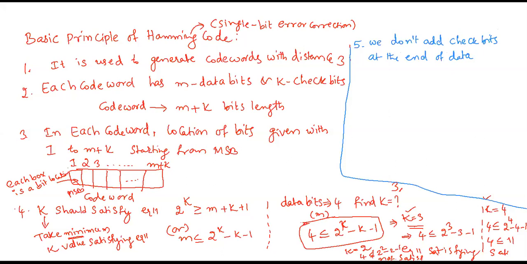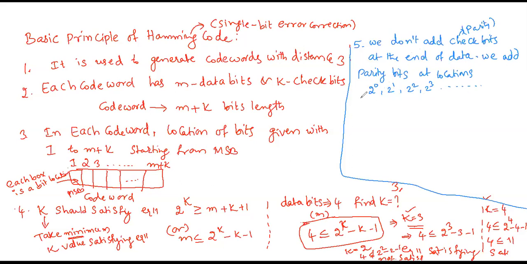We add check bits, which means parity bits, at locations 2 to the power of 0, 2 to the power of 1, 2 to the power of 2, 2 to the power of 3, and so on. Integer powers of 2.